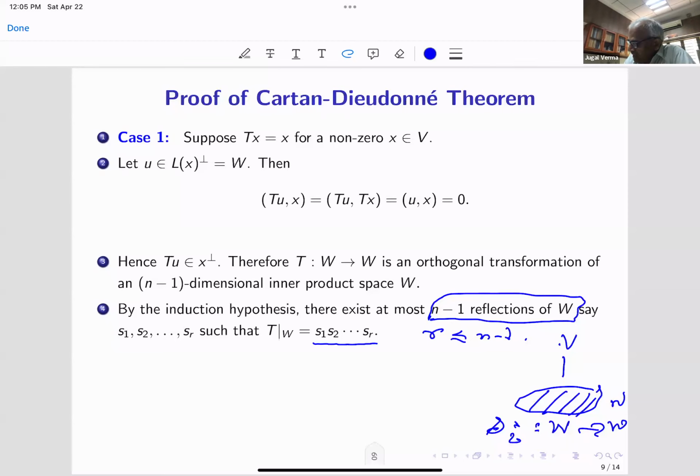So this Si has a hyperplane. There is a hyperplane Hi on which the action of Si is that of identity. This Hi is n minus two dimensional, yeah? This Hi is n minus two dimensional, but inside V, I want a hyperplane of dimension n minus one. But this vector X, remember, this vector X is perpendicular to W. Yeah, that's how we constructed this space W. It is perpendicular to this. So X is perpendicular to all vectors in W.